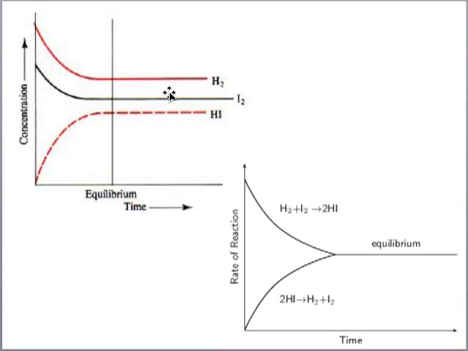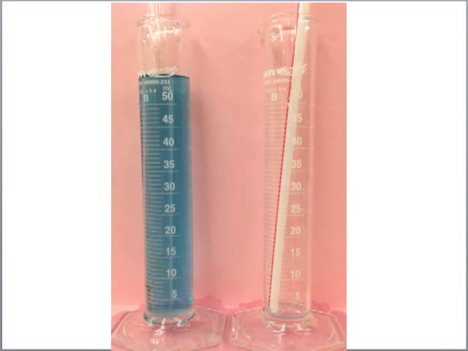So rarely are the equilibrium amounts the same. Rarely is this the same as this, but always when you reach an equilibrium, the rates of the forwards and the backwards are equal. So at equilibrium, the rates forwards and backwards stay the same, and the concentrations are no longer changing, although they might not be the same.